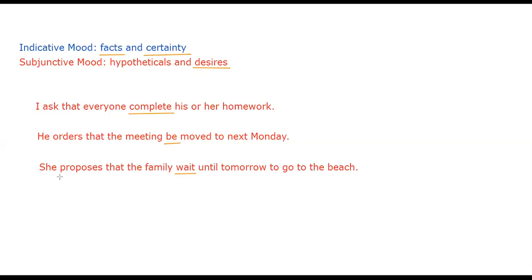So here you notice that we have verbs like ask, orders, and proposes, things that tell us that we want something to happen. We have a desire. And these tend to go along with the subjunctive. But you want to be careful though, because verbs like insist and suggest can be either subjunctive or indicative. And also things like it's important that can also be subjunctive or indicative.